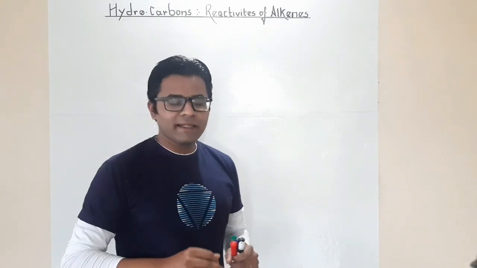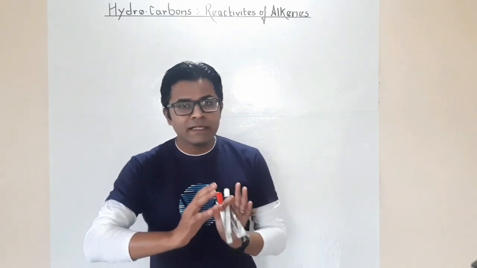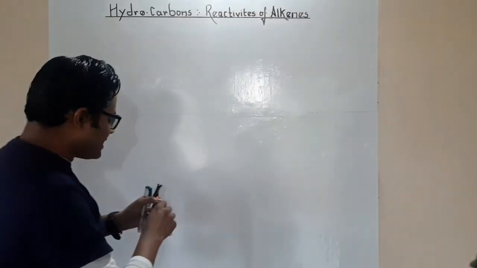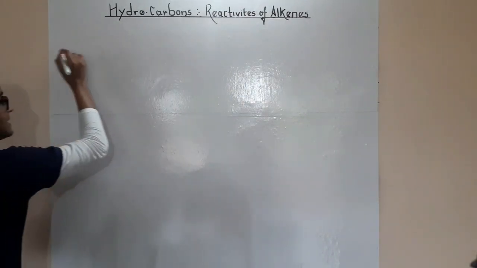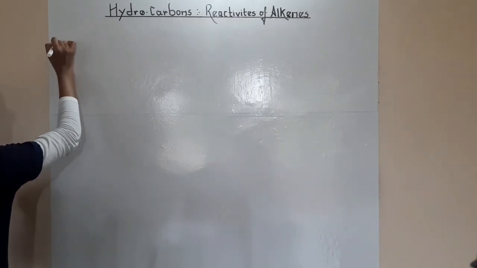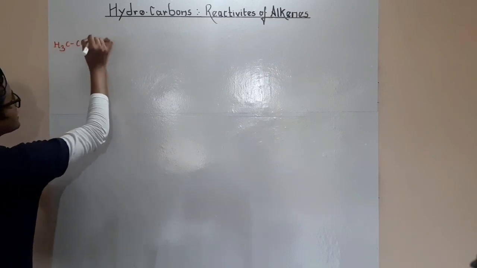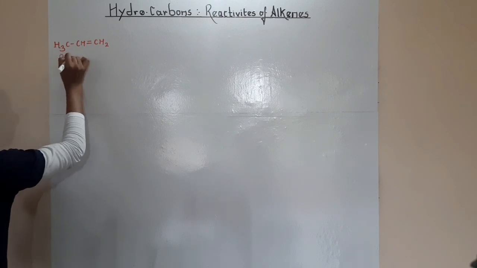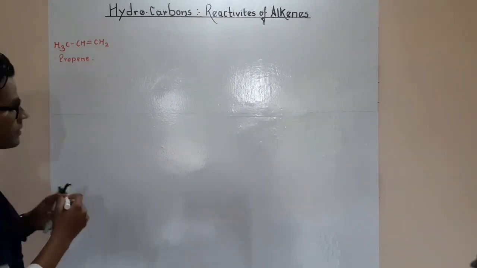Hello everyone, and in this particular video we shall discuss the addition of hydrogen halides to unsymmetrical alkenes. Let us first try to understand the unsymmetrical alkene addition, and for that I would like to take into consideration this particular example, CH3 CH double bond CH2, and that is propene. So let's take propene into consideration.